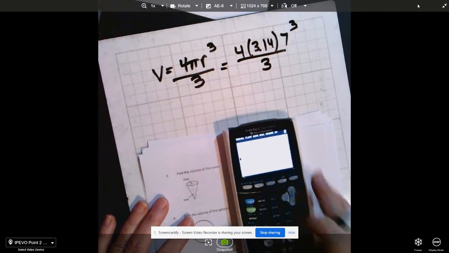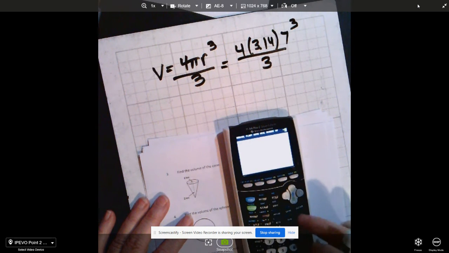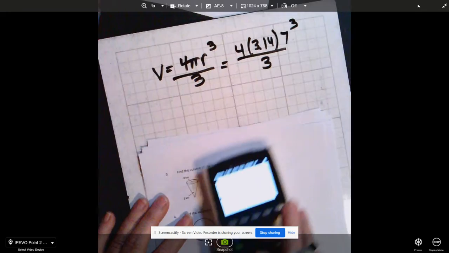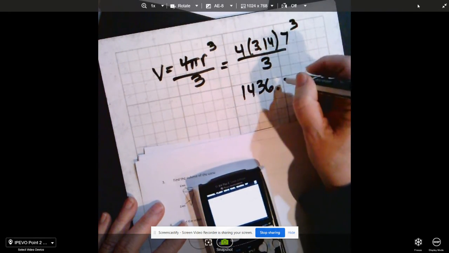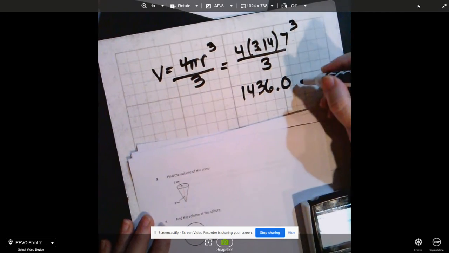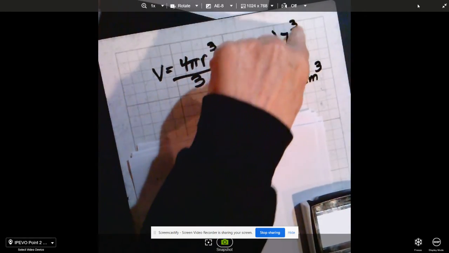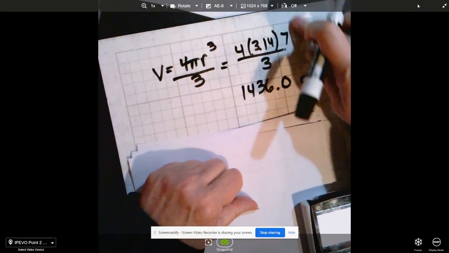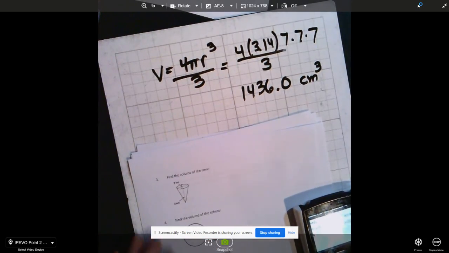Go to my calculator. 4 times 3.14 times 7 cubed divided by 3. And if you don't know where the cubed button is on your calculator, let me just finish this. If I round it to one decimal place, it would be 1436 centimeters cubed. If you don't know how to find 7 cubed on your calculator, you can just type it as 7 times 7 times 7. That would be fine as well.